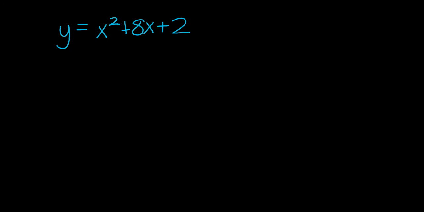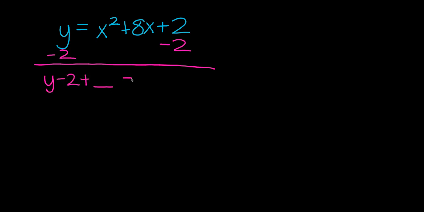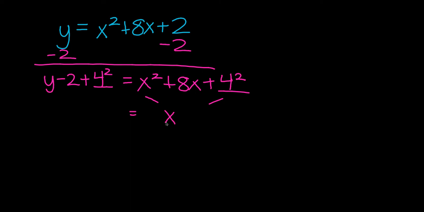Cool. So what you should have done here is we should have cleared that c term with subtraction. We're going to get y minus 2 plus blank equals x squared plus 8x plus blank. We'll fill in that blank with our 4 squared because all we're doing is completing our square here. And we're going to end up with x plus 4 squared equals y.